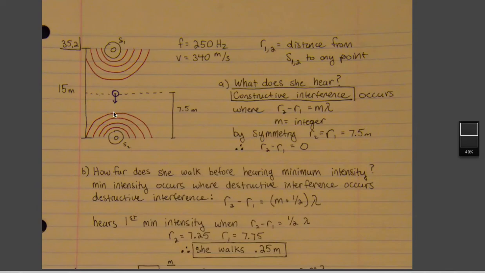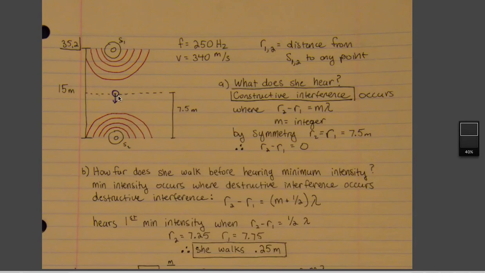And this question reads, or basically the situation: there are two different speakers, and there's a woman in the middle of them, and we want to know what she is hearing at this point in between the two speakers, and why she hears it. The way I answer this question is she's hearing constructive interference, meaning that the two amplitudes are added. The amplitude from each speaker is added together to form what she's hearing at that point.